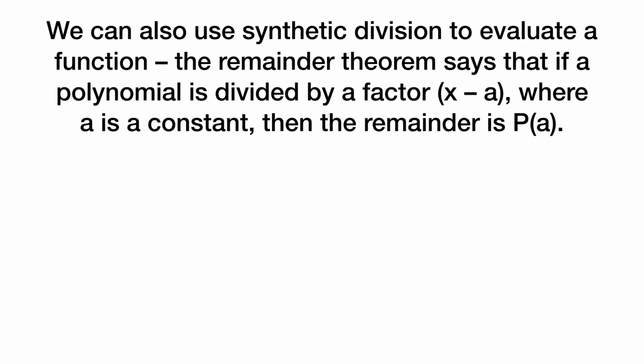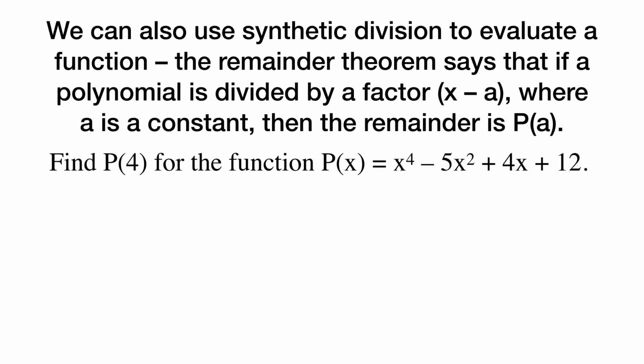We can also use synthetic division to evaluate a function. The remainder theorem says that if a polynomial is divided by a factor of x minus a, where a is a constant, the remainder is, in fact, p of a. So in other words, if we want to find p of 4 in this equation, we could try to plug it in, or, and this is the better option here, we're going to put in our values. So let's see, 1, negative 5, 4, and 12.